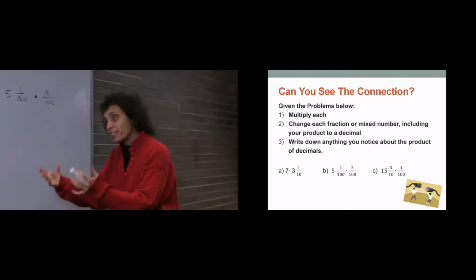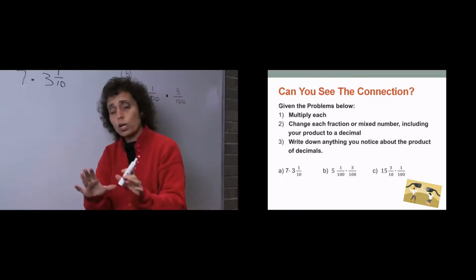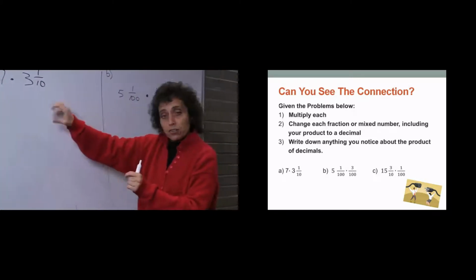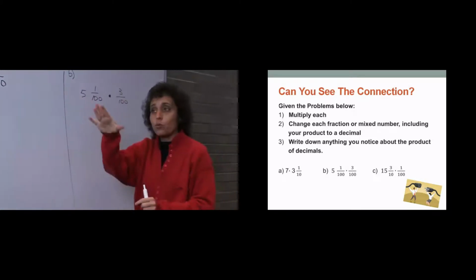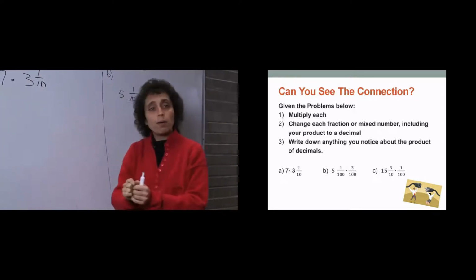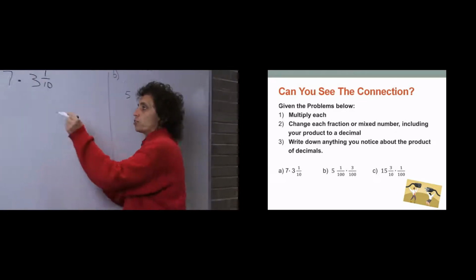All right, let's take a look at this and let's do the same thing we did before. Before we were adding and subtracting or combining, now we're going to start with multiplying. I want to multiply these, and then when I'm done multiplying these, I want to change each fraction or mixed number to a decimal, and then see if we can come up with some kind of pattern that we see. All right, so here we go.